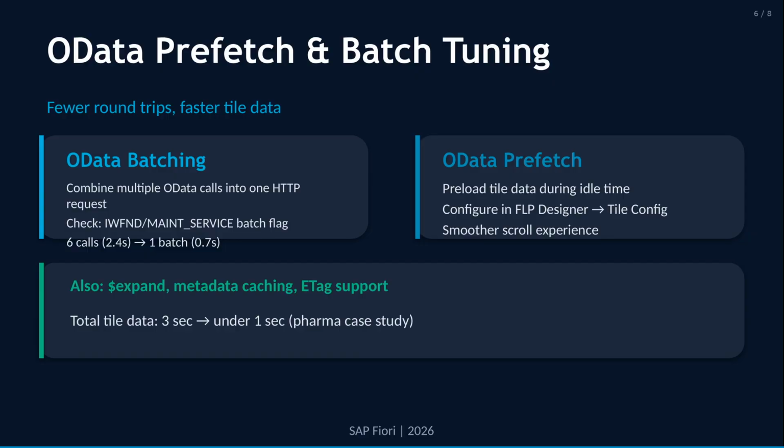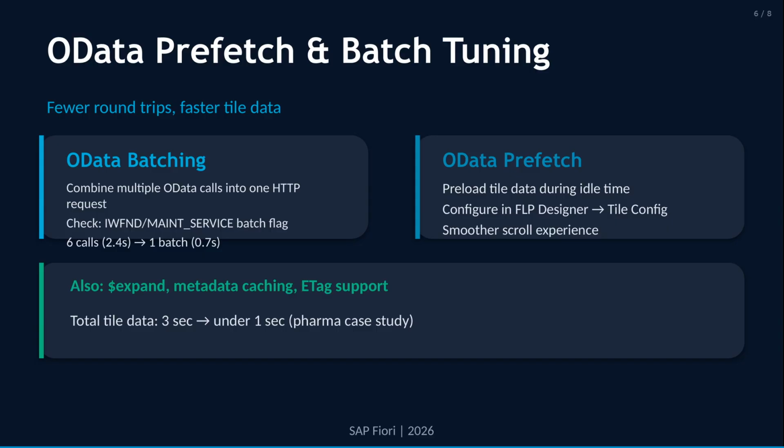OData calls for tile data are often the main contributor to perceived load time. There are 2 strategies here. First, configure OData batch requests so multiple tile data calls are combined into a single HTTP round trip. Check that your OData services have batch enabled in transaction /IWFND/maint_service. Second, use the launchpad's pre-fetch mechanism to preload commonly accessed tile data during idle time after the initial render.